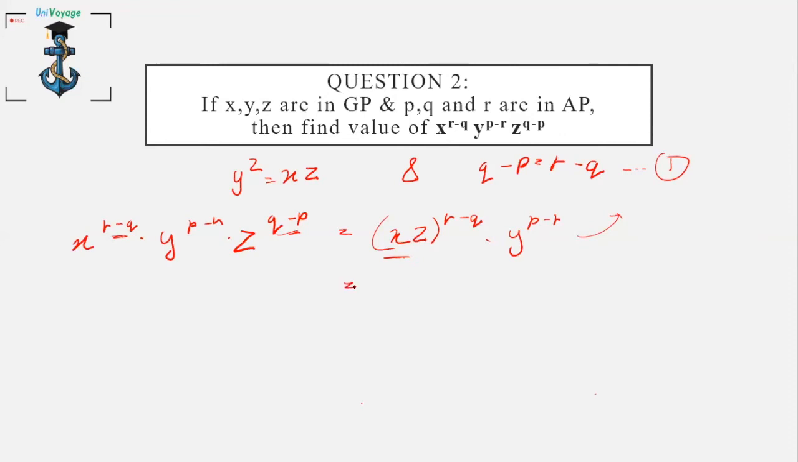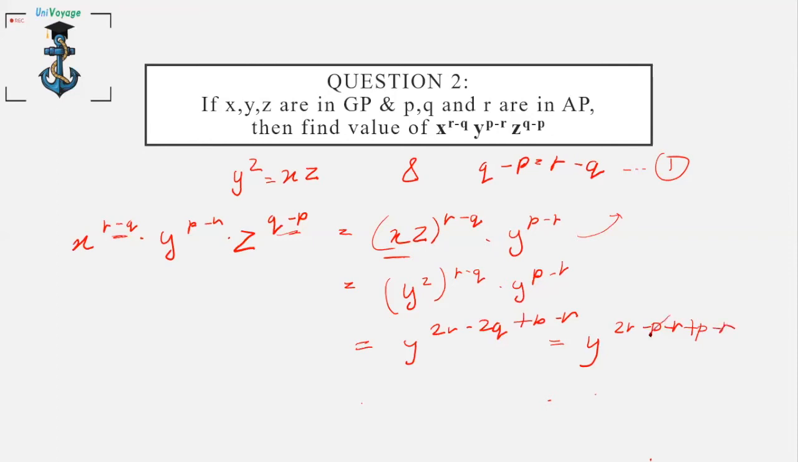We can write this as Y square raised to R minus Q into Y raised to P minus R. Now we can club these terms as 2R minus 2Q plus P minus R, right? Now we can write this as Y raised to 2R minus 2Q plus P minus R. So all the terms get cancelled, and in the end you get Y raised to 0, which is equal to 1.